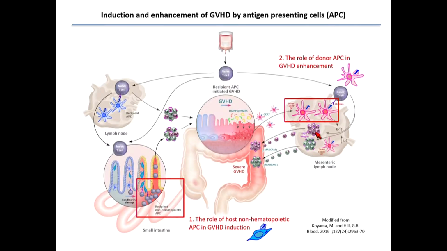Then the T cells proliferate, become activated and upregulate integrin alpha 4 beta 7, which is the ligand of MAdCAM-1 expressed on the inflamed mucosal tissue. So they go back to the intestine and cause severe GVHD. This is the GVHD enhancement process, and the second half of my talk is about the role of donor APC in this enhancement.